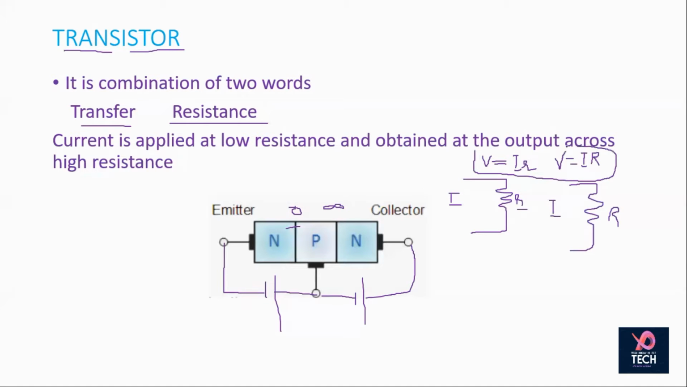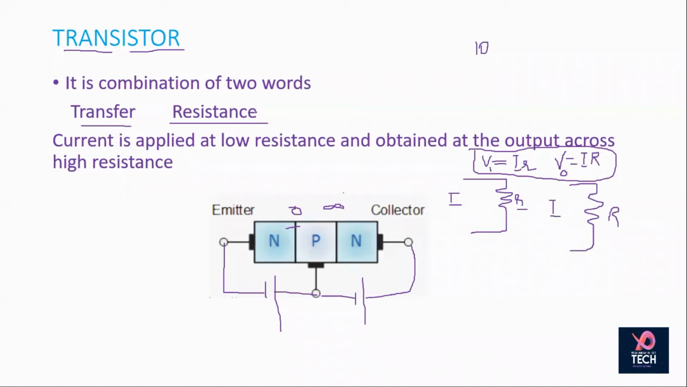This is an exercise for you people. You can select the value of current. Let the value of current be 10 milliamperes, with resistance 25 ohms here and 10 kilo ohms here. Find out the two values. What is the difference between the two values? This is the voltage at input VI, and this is the value at output V naught. This is an exercise for you to do and find out.